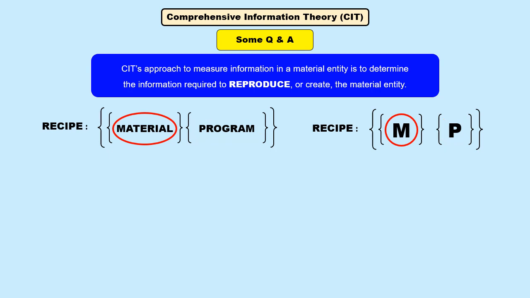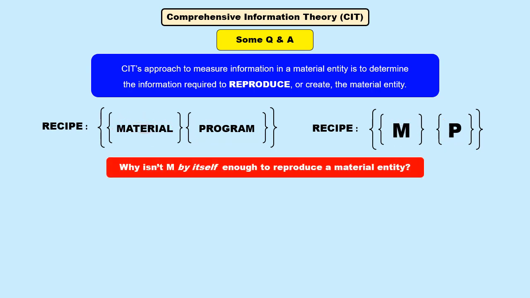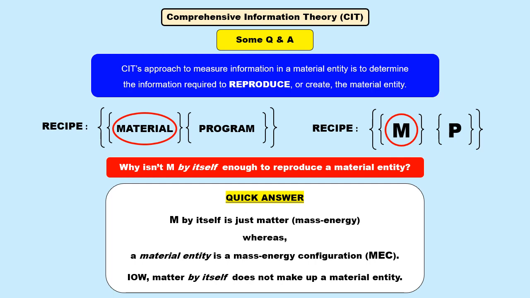The first question is, why isn't M by itself enough to reproduce a material entity? The abbreviated answer is that M is only matter, or mass energy, whereas a material entity is a mass energy configuration, MEC for short. That point is emphasized in CIT, which is what leads to CIT's position that all material entities are information. Here's a quick example to illustrate this.